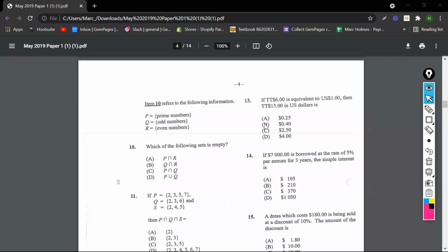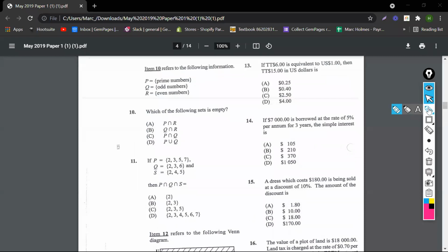Let's move on to the next one now. These are pretty simple, guys. It says here, P is a set of prime numbers, Q is a set of odd numbers, and R is a set of even numbers. And it says which of the following sets are empty? Guys, Q intersect R is going to be empty. I can tell you that straight up. So B is empty. Why? There are no odd numbers and even numbers that are equal. So if you try to find the intersection of both of them, it's going to be empty. So definitely B is empty.